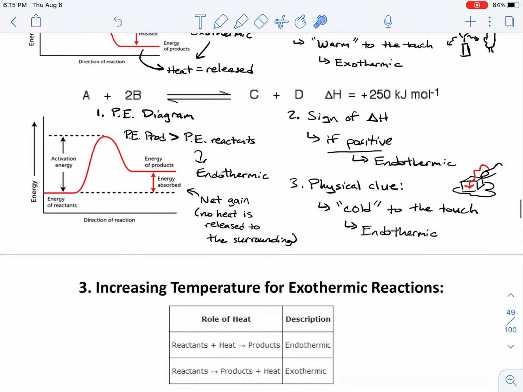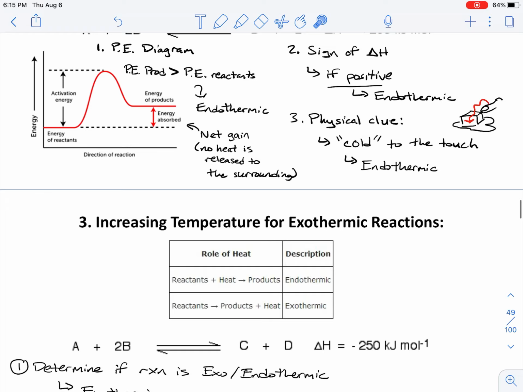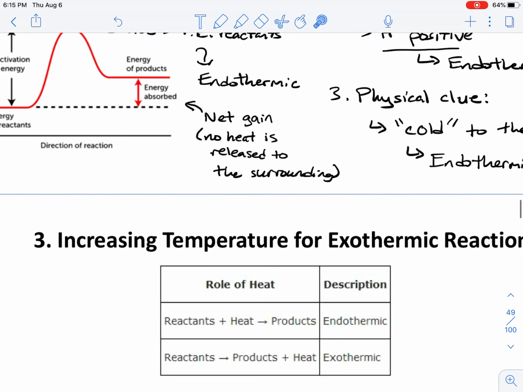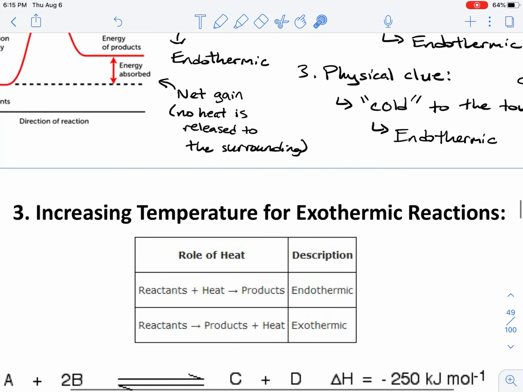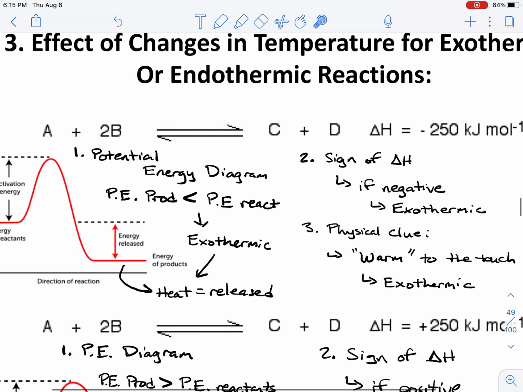Now, how does all of this play into Le Chatelier's principle? It turns out we can go ahead and treat heat as either a reactant or a product. And so looking at an exothermic reaction, remember that for exothermic reaction, heat is being released.